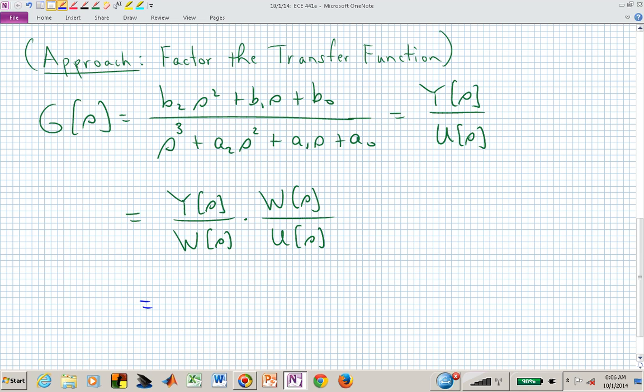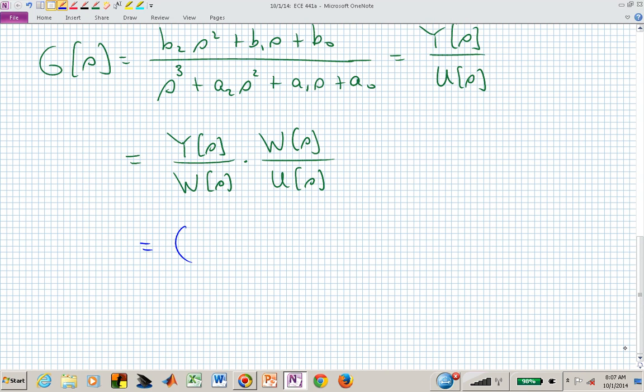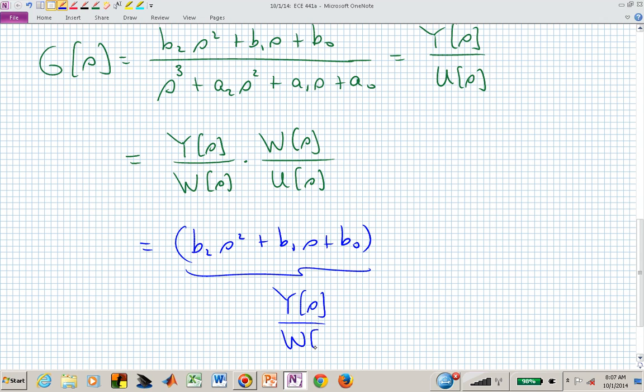The piece that will be associated with the first ratio is the numerator. And so we now will associate with the numerator b sub 2 s squared plus b1 s plus b sub 0. This piece is what we are saying we will associate with the y over w. And then the other piece that's left over is 1 over the denominator polynomial.